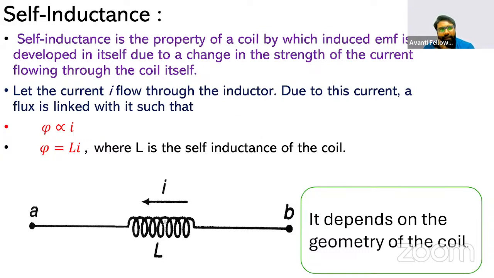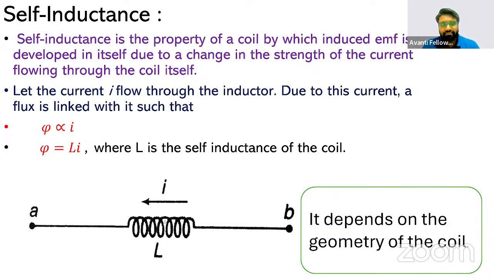Okay. Now, what is self-inductance? So suppose we have a coil, a current carrying coil. Okay. But what we will see is that the current flowing through that coil starts changing with time. So if it starts changing with time, then the properties associated with the current will also start to change.